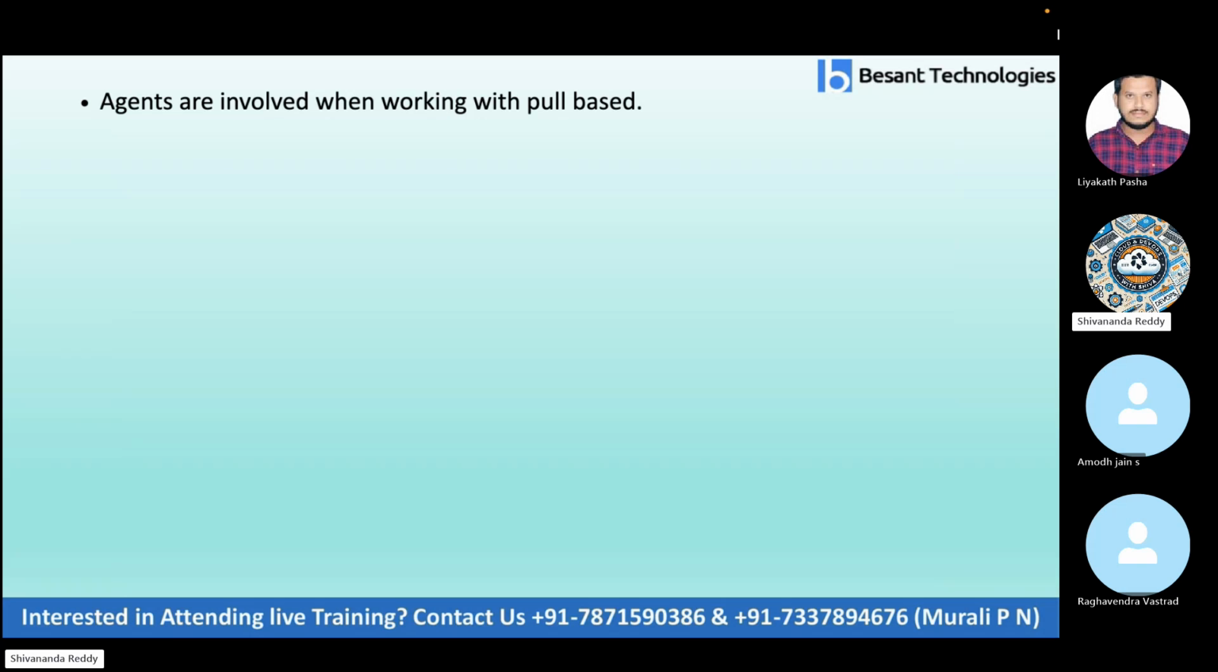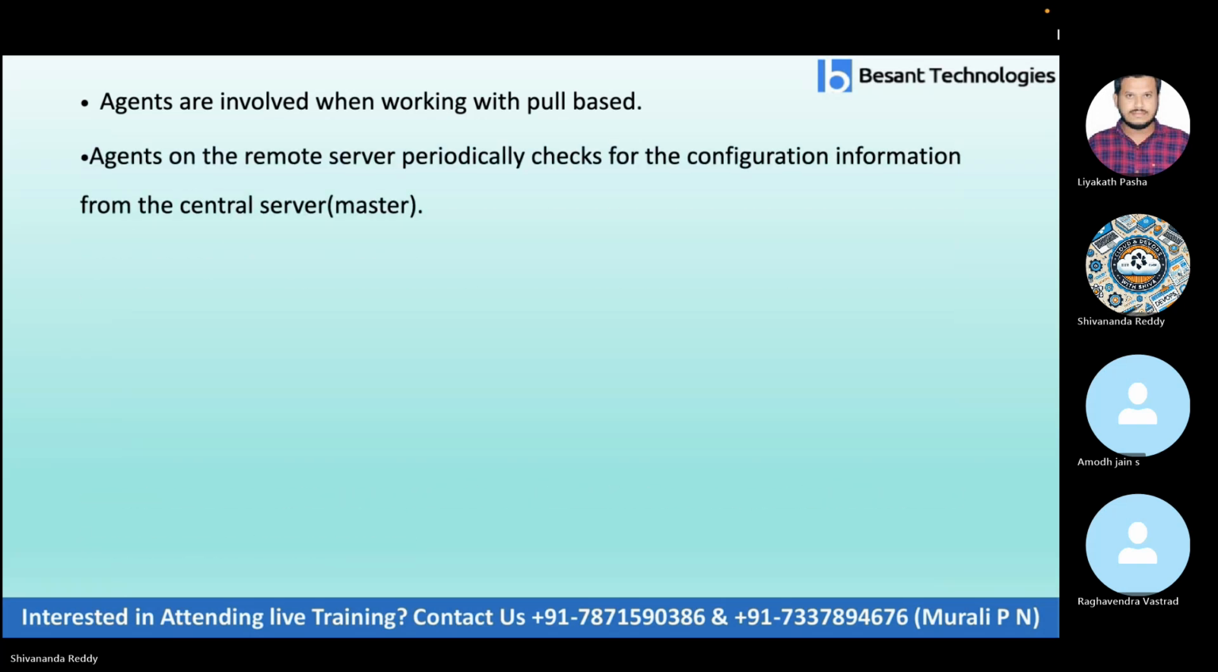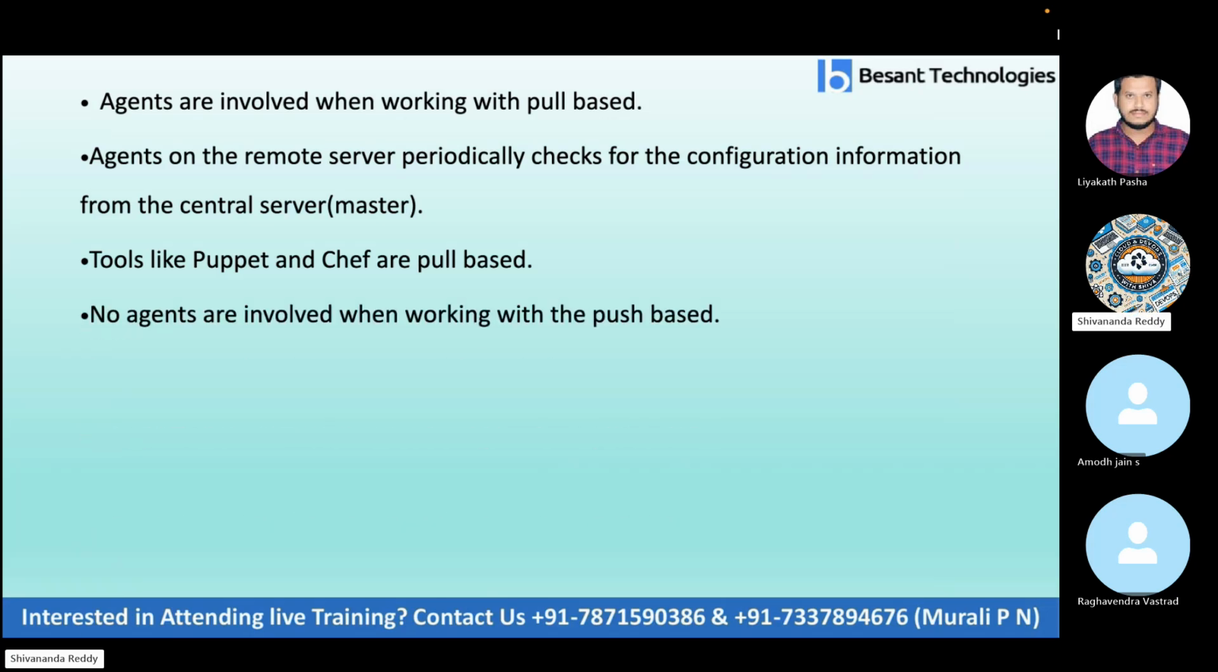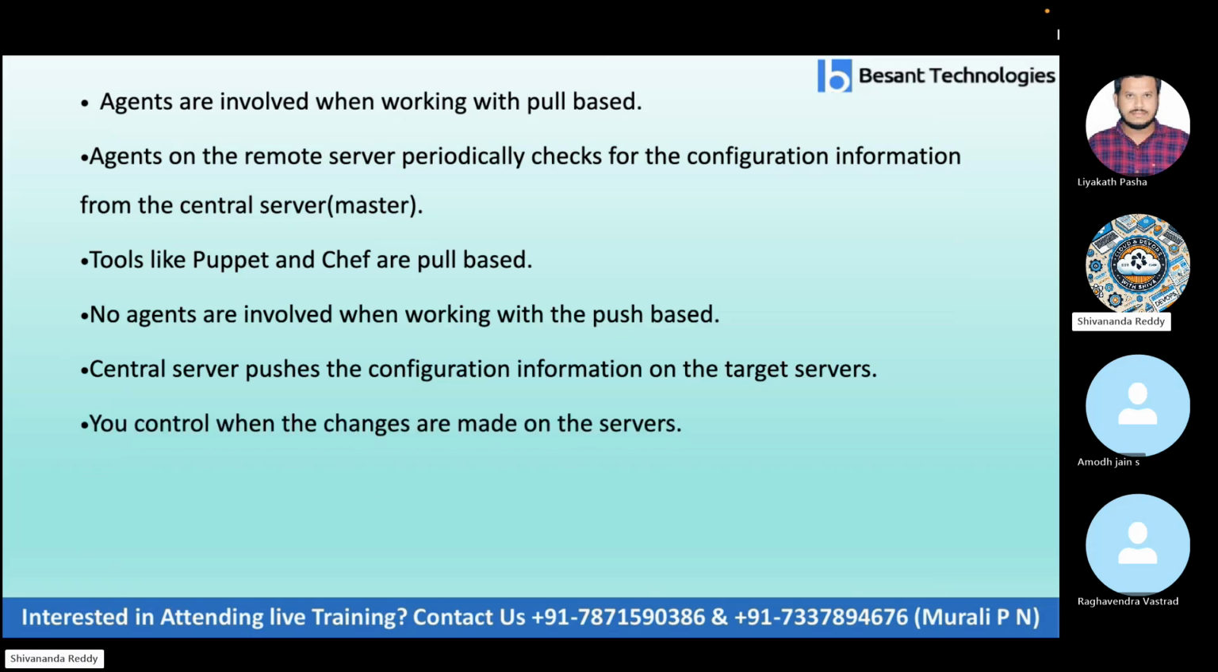Difference wise, agents are involved when working with the pull based mechanism. Agents on the remote server periodically check for the configuration information from the central server master. Tools like Puppet and Chef are pull based mechanisms. No agents are involved when working with the push based mechanism. The central server pushes the configuration information onto the target servers. You can control when the changes are made on the servers.